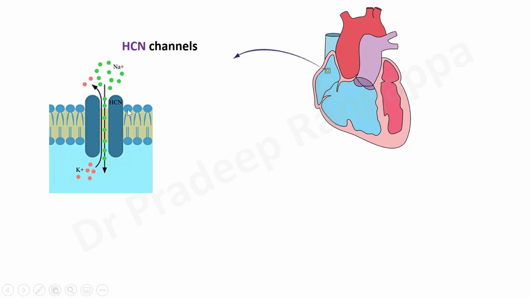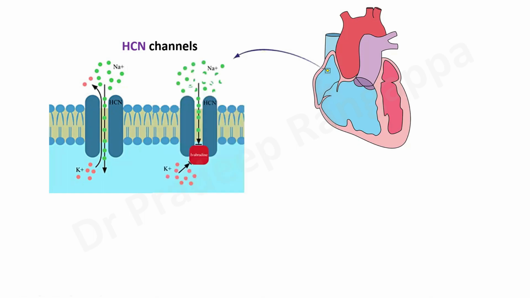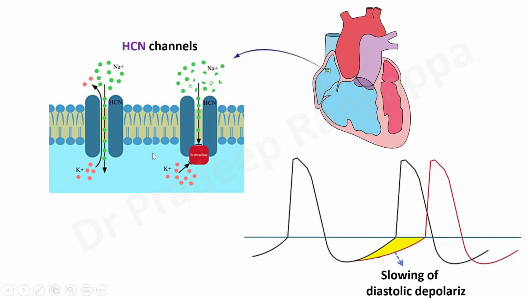And what it does is it blocks the entry of the sodium and exit of the potassium by acting on the HCN channels. As you see, this red one is the Ivabradine. It blocks this channel so that the sodium doesn't enter and the potassium doesn't exit these channels. And by doing this, it prevents this F channel currents and it inhibits the SA node. So by doing this, it causes slowing of the diastolic depolarization.